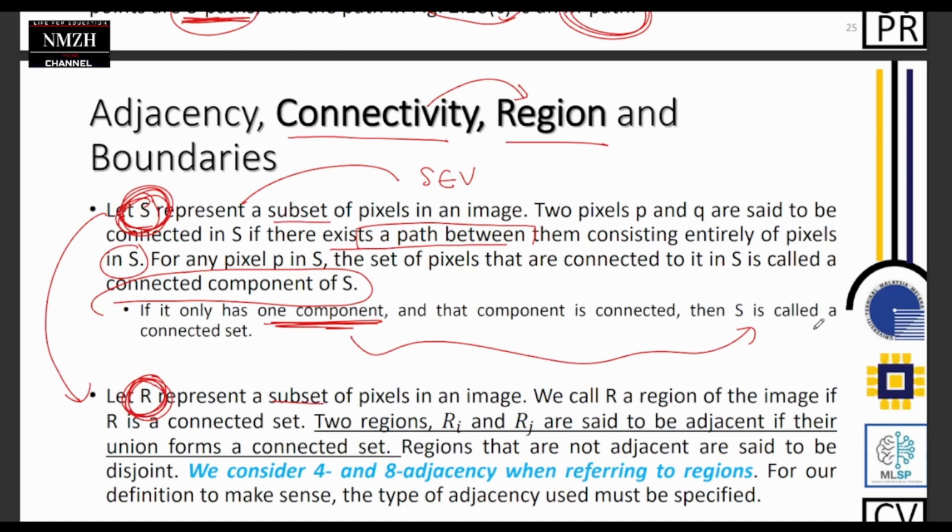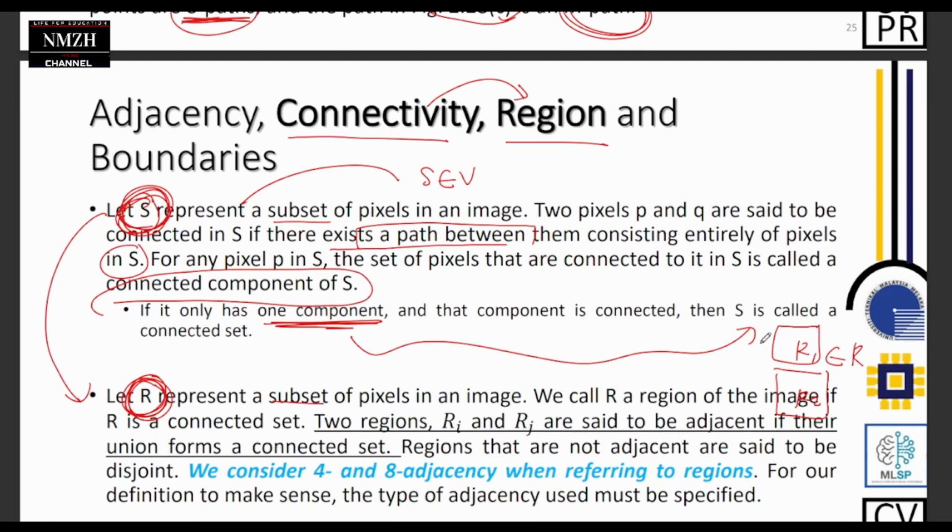For example, this one is R1 and this one is R2, so R1 and R2 are in R. That would be the idea. Two regions Ri and Rj, or whereby we call them R1 and Rj, are said to be adjacent if their union forms a connected set.